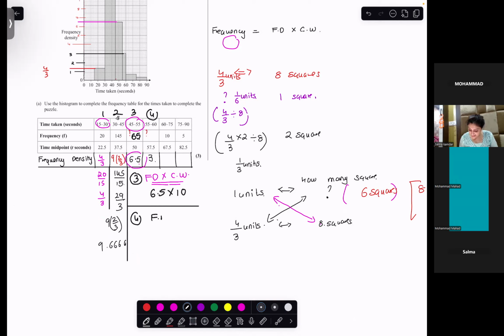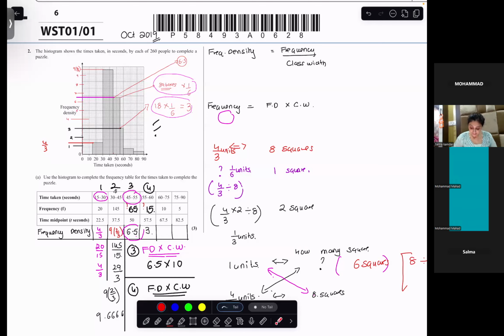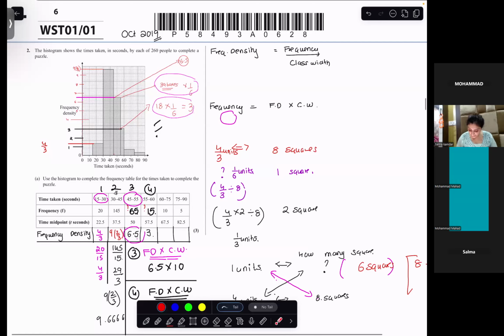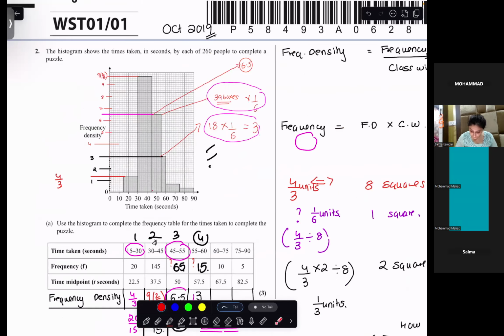Frequency would be frequency density into class width. I have my frequency density as 3 and class width is 5. So I would say my frequency is 15. So I achieved finding the frequency with the help of looking at the histogram. There is an alternate way also to do it, rather than doing all of this.